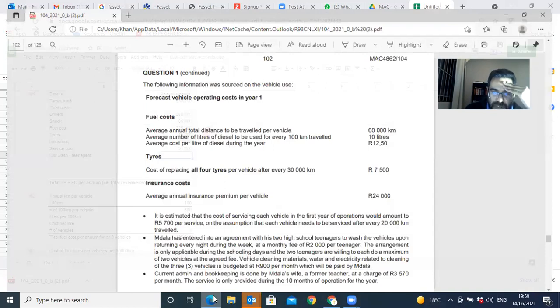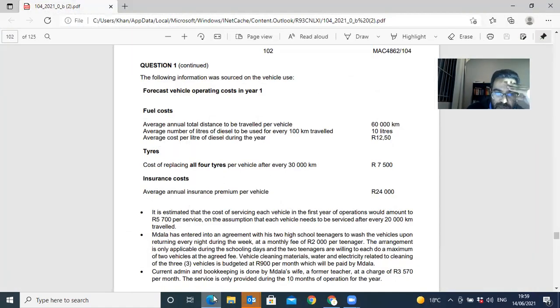So Madonna entered an agreement with 2 high school teenagers to wash the vehicles upon returning at a monthly 2,000 Rand per month, per teenager. The arrangement is only applicable during the school days, and the 2 teenagers are willing to each do a maximum of 2 vehicles at the agreed fee. Vehicle cleaning materials, water, and electricity of the 3 vehicles is budgeted at 900 Rand per month.